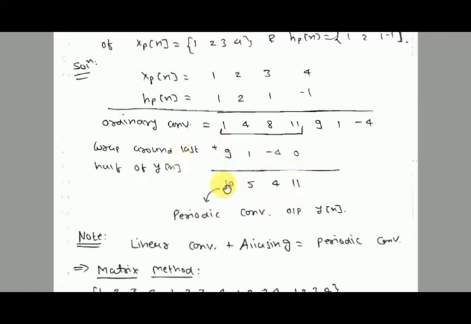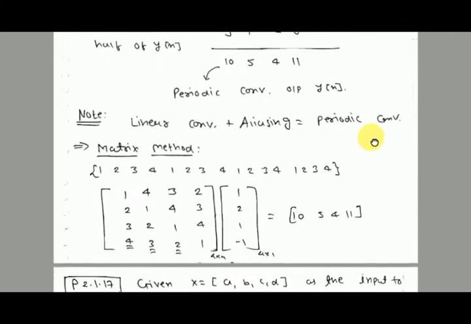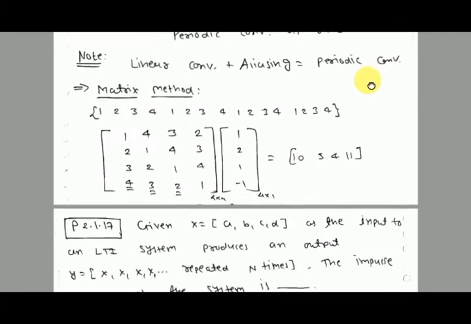So what is circular convolution? Circular convolution is sum of ordinary convolution and aliasing. Linear convolution plus aliasing is the periodic convolution. So this was the one method which can be used using the ordinary or linear convolution.